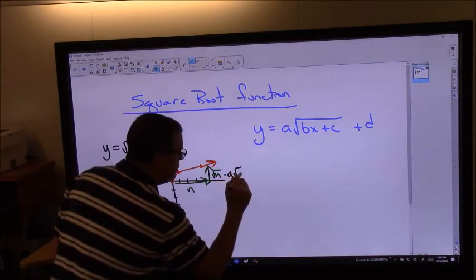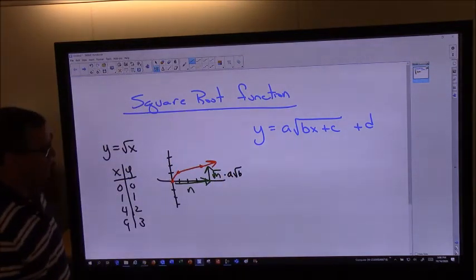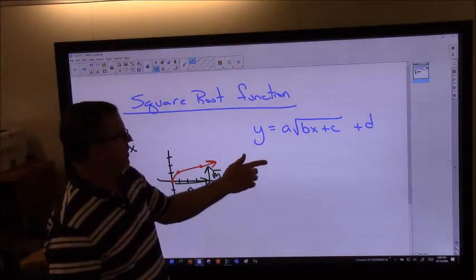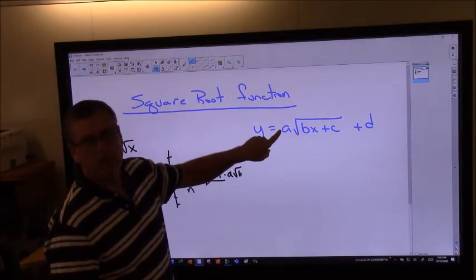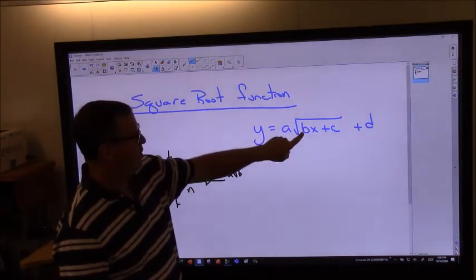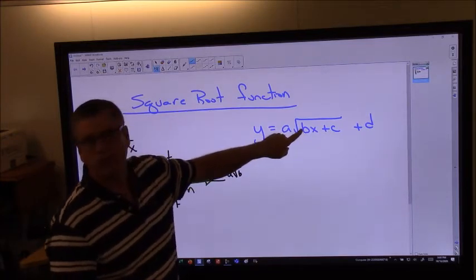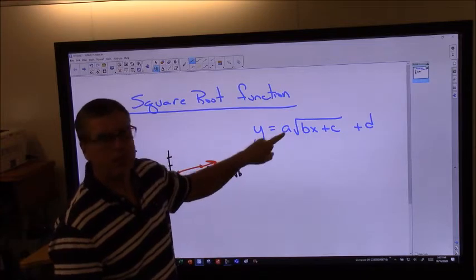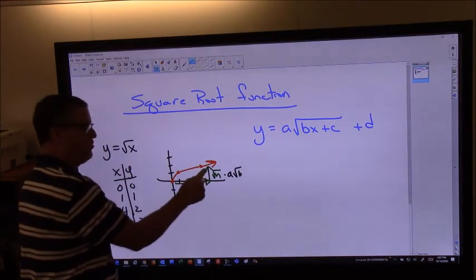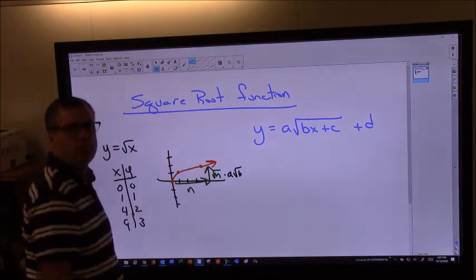A root b. So let's just say that there's a number here where a is 3 and b is 4. Okay, well, 3 times the square root of 4. Square root of 4 is 2. 3 times 2 is 6. That means when I go up, I need to go 6 times farther than what's normal.